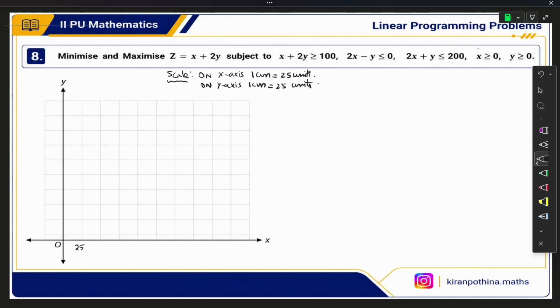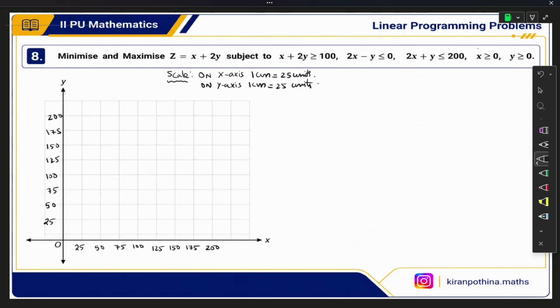So I will mention here, this is 25, 50, 75, 100, 125, 150, 175 and then 200. Similarly on the y-axis also. Okay, let it be, this is 25 and this is 50, 75, 100, 125, 150, 175 as well as 200.